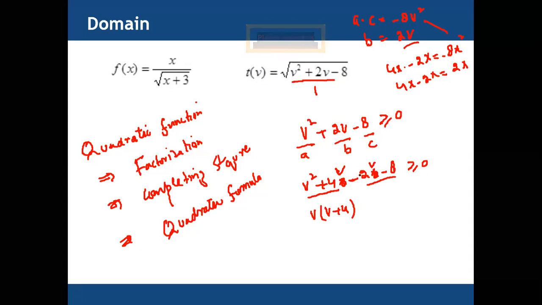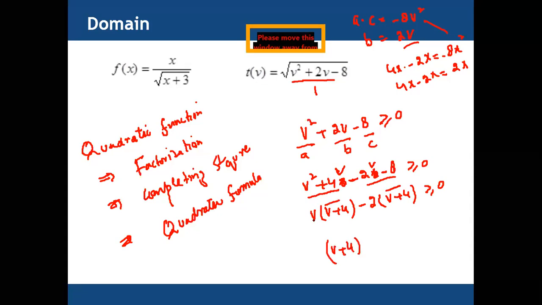Next we have minus 2v minus 8, so we can take minus 2 common. If we take minus 2 common, we have v plus 4. You can see both are the same, v plus 4. So take v plus 4 common, and what is left is v minus 2. So v plus 4 multiplied by v minus 2 is greater than or equal to 0.